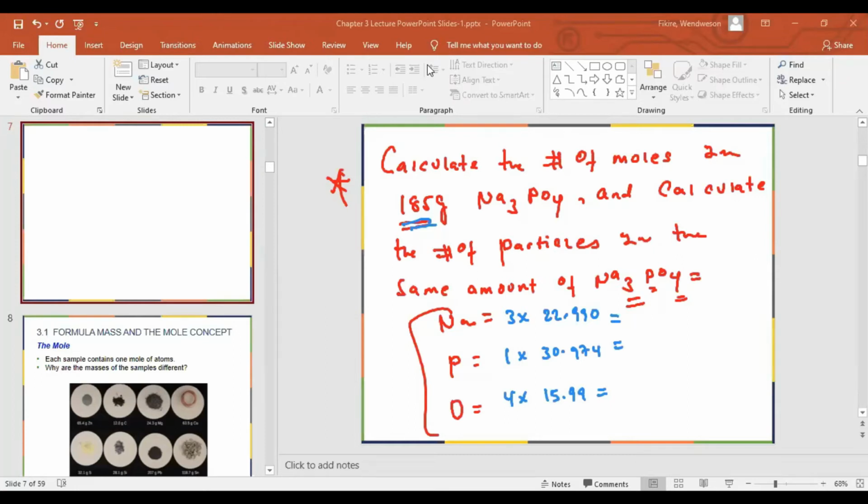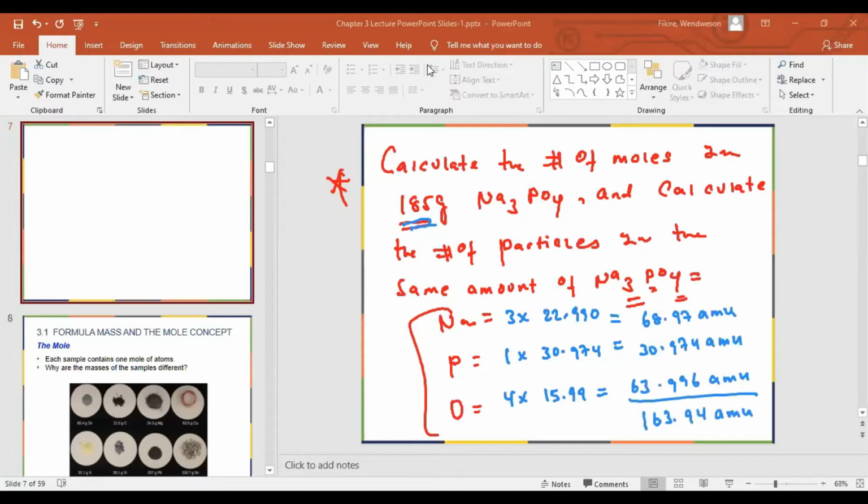So the 3 sodium atoms is 68.97 combined. Wait, for sodium, say one more time. The 3 sodium atoms is 68.97, 3 times 22.990. Of course, the phosphorus is 30.974. And then our 4 oxygen atoms are 63.996. That adds up to 163.94 AMU. Very good.